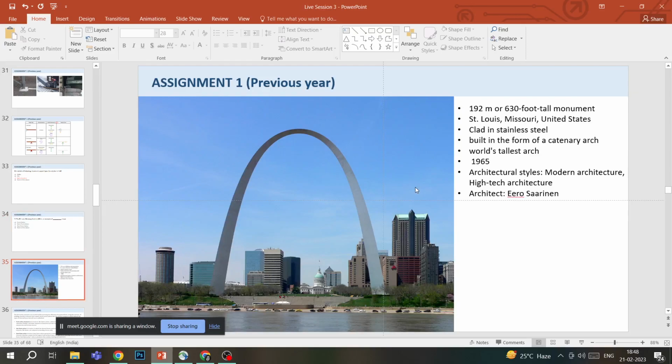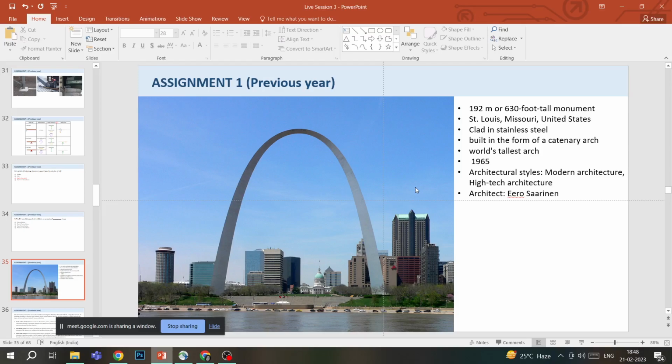It is 192 meters tall. It's just a monument. It does not serve any other kind of purpose. 192 meters or 630 feet tall, you can say. It is located in St. Louis, Missouri, United States. It is clad entirely in stainless steel. It is built in the form of a catenary arch.